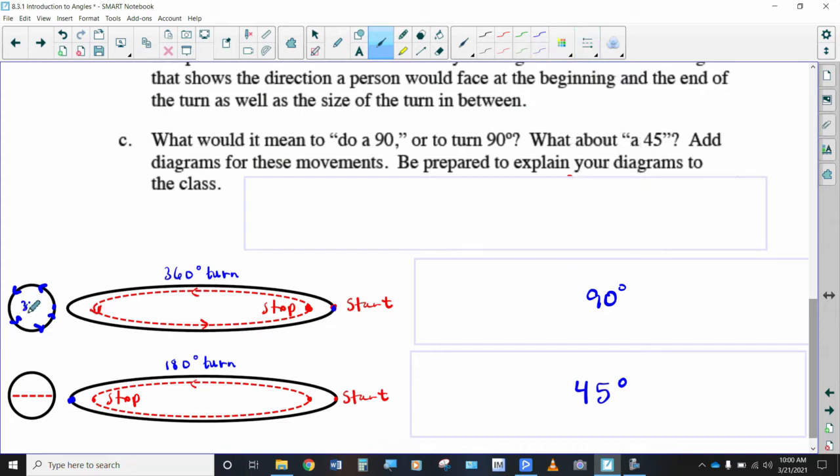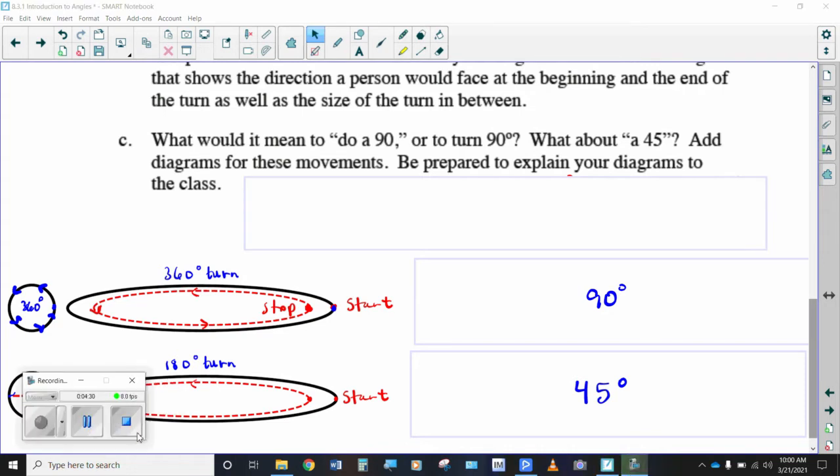This one would be 360 degrees. This is 180 degrees to go from here to here. So what would 90 degrees look like if you use this kind of a diagram? And then what would 45 degrees look like? Okay, and I'll pause for a second. You go ahead and pause and see if you can complete your diagrams if you didn't already do so.